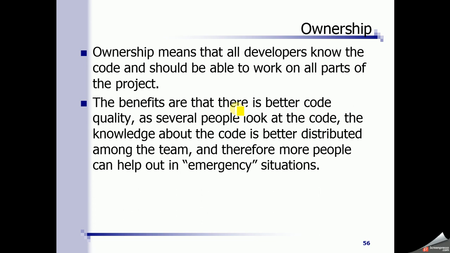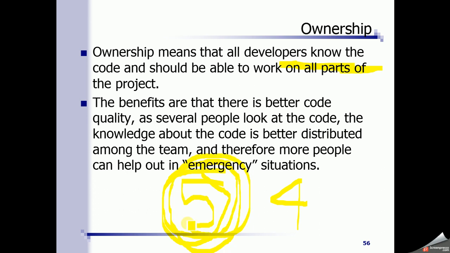Next thing is the code ownership. Now, ownership means that all developers know the entire code, and all developers should be able to work on all parts of the project, right? So let's say there's a team of 5 members. Each one of these 5 members should have a clear idea of the code written by all the other 4 members, right? So all 5 members should have a clear understanding of the entire code written by this team.